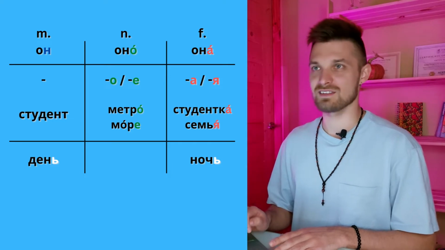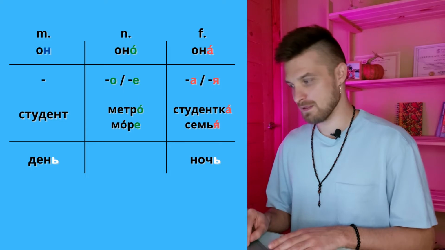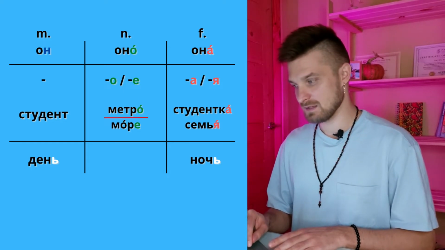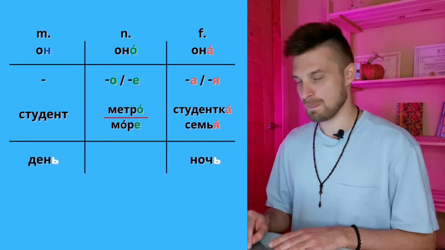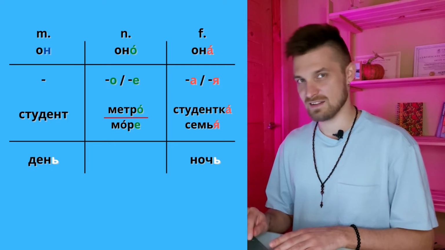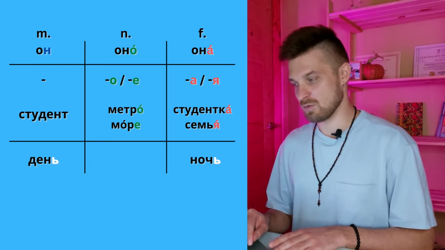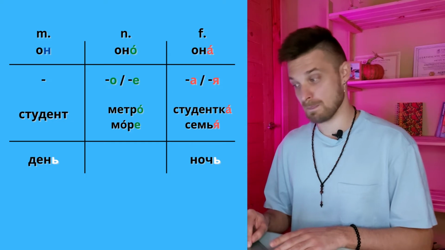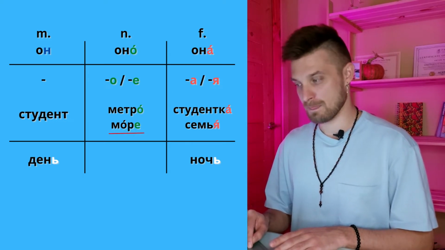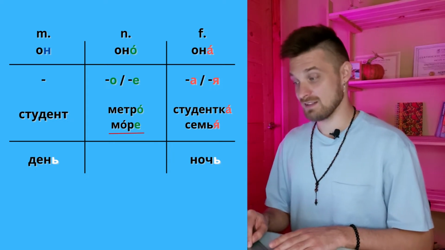The next one, neuter. Neuter words end with o or ye. For example, could you read this word, please? Mitro. Don't forget that ye, this letter, is unstressed, so we read it like e. Mitro is neuter, and more means sea. More is also neuter.